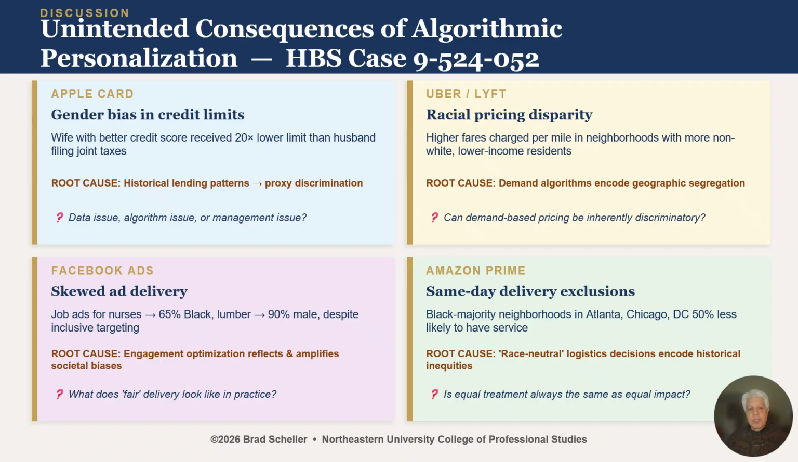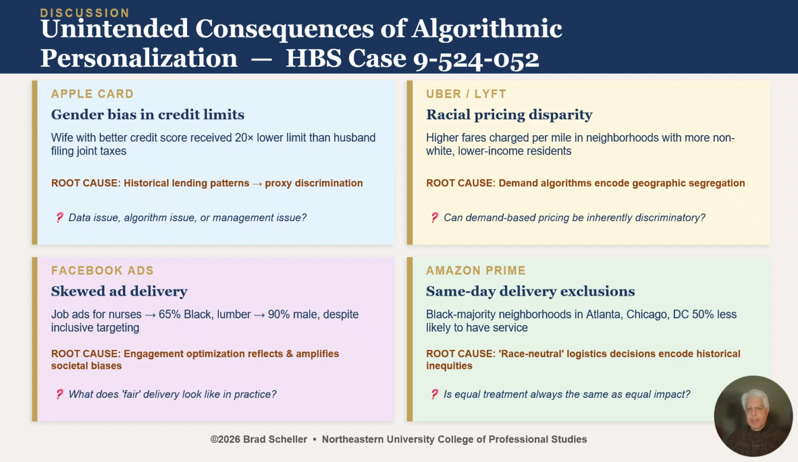Next, Uber and Lyft. Research shows that riders in non-white neighborhoods with higher concentrations of non-white lower-income residents actually pay more per mile on average. The algorithm uses demand patterns, which encode the effects of decades of geographic segregation, also known as redlining. The question is whether a demand-based pricing system can be inherently discriminatory, even if it never looks at race.